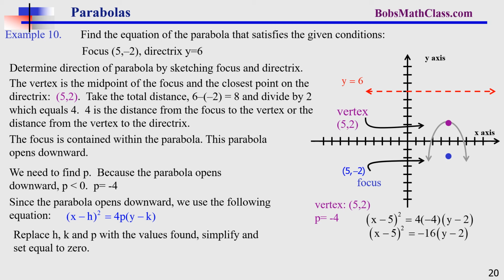Usually at this point it's okay, depends on your teacher, so make sure you always check what form they want the parabola in. I kind of like this form right here, (x minus 5) squared equals negative 16 times (y minus 2).